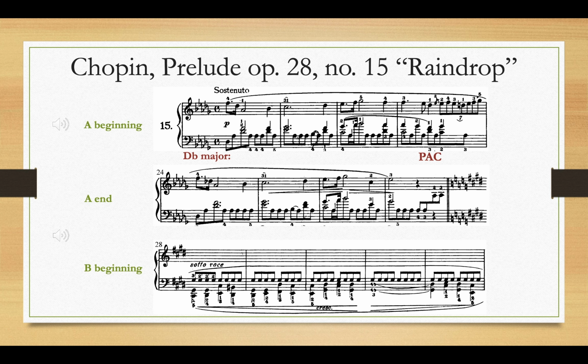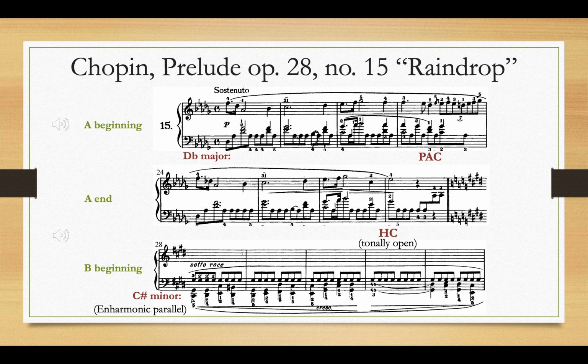Let's contrast that with what happens at the very end of this A section, and I do mean that same opening A section here. It's still in D flat major, but this time that phrase ends with a half cadence. Since this is the very end of the section, it means that this initial A portion within this prelude is left tonally open.